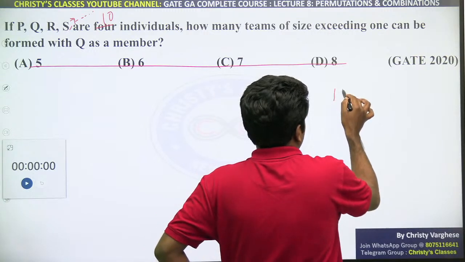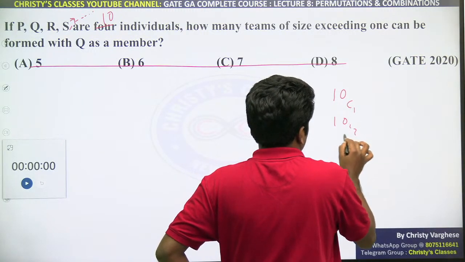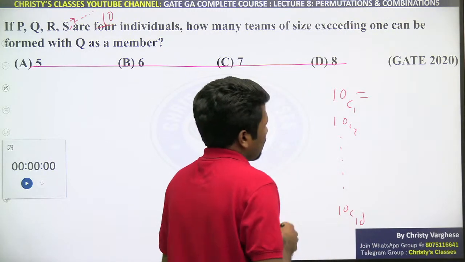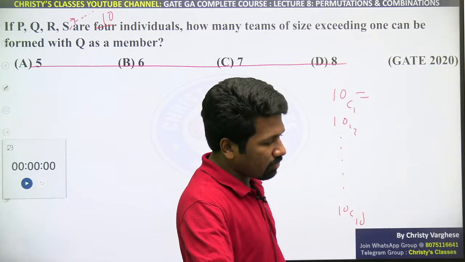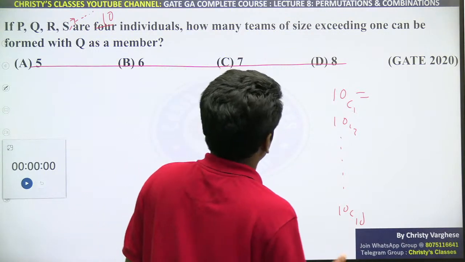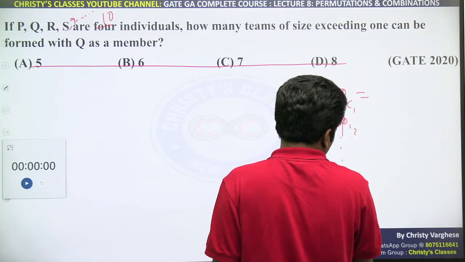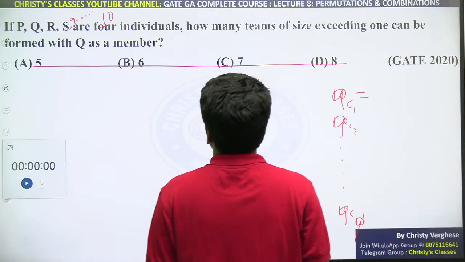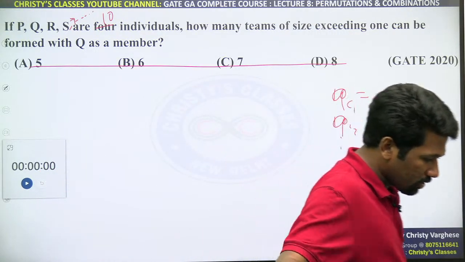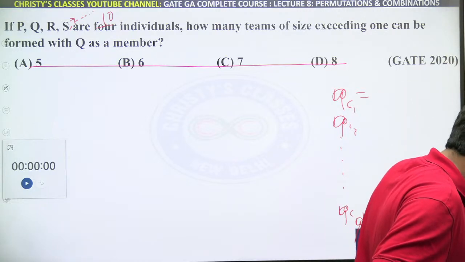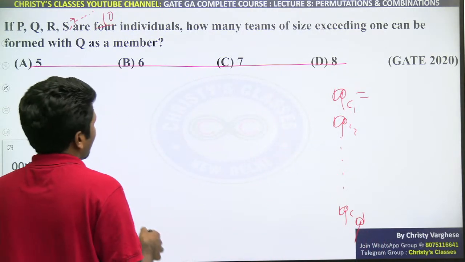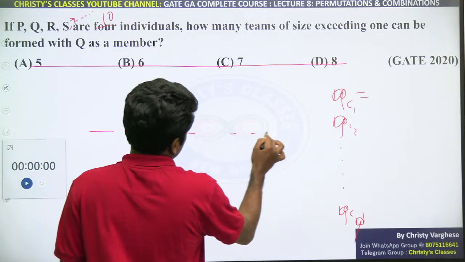ये first method में traditional approach में 10C1 plus 10C2 plus 10C3 up to 10C10 करना है. बहुत ही time consuming होगा. क्योंकि 1 person को select करके एक team बनाना 10C1 ways है. 2 people को, sorry, not 10, 9 people only. Q is already fixed. You cannot take Q anymore. Remaining 9 people only. Remaining 9 people में से 1 person को select करना 9C1, 2 person को select करना 9C2, 3 people को select करना 9C3, up to 9 people को select करना 9C9. वो बहुत time consuming है. इससे better है first person, second person, third person up to 9 person.